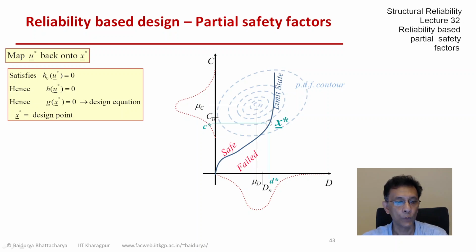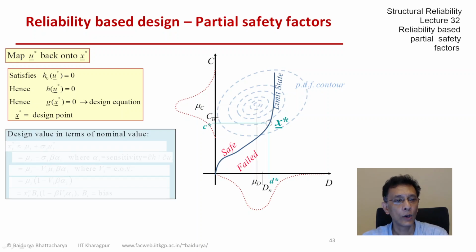But coming back to this design point and g of x star equals 0, it can be quite helpful, and let's see how. First, we can express the design point values x star in terms of the nominal values of these random variables. Again, the nominal values are the more commonly known handbook values, characteristic values. So it might be more practical to recast the design equation in terms of the nominal quantities, and that's what we are going to do.